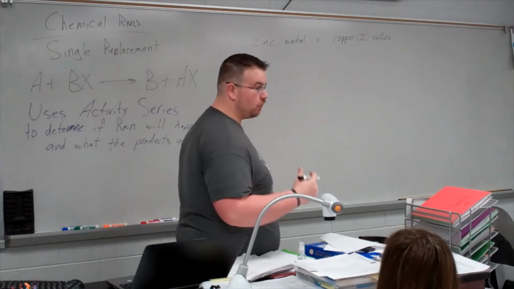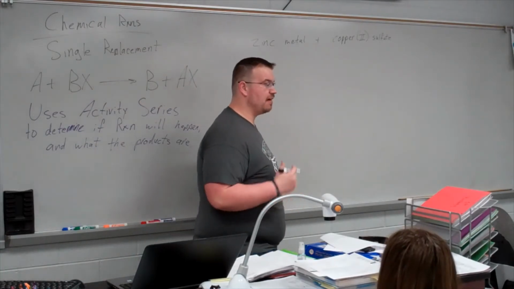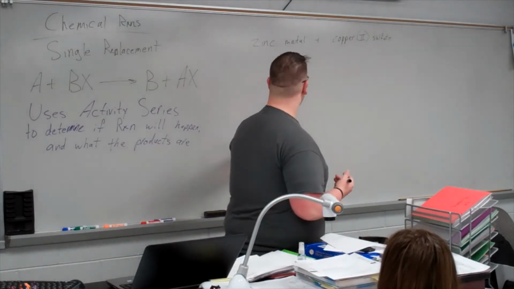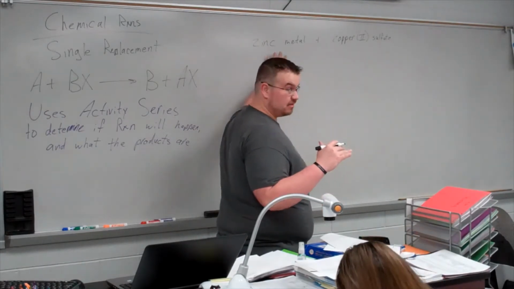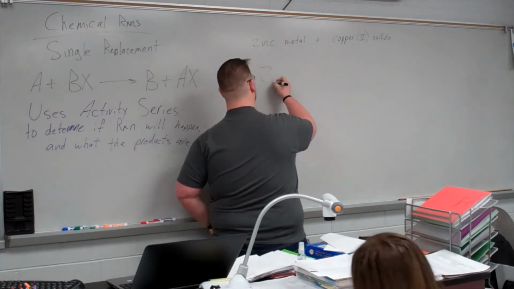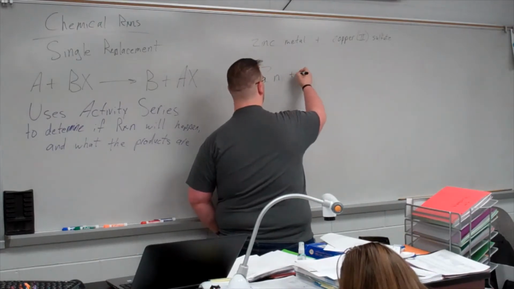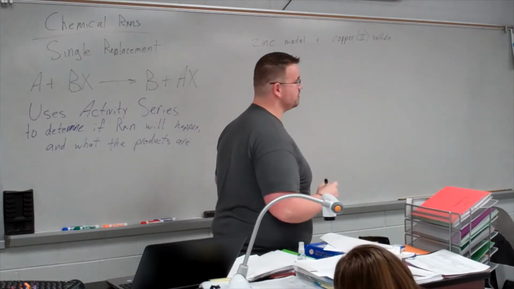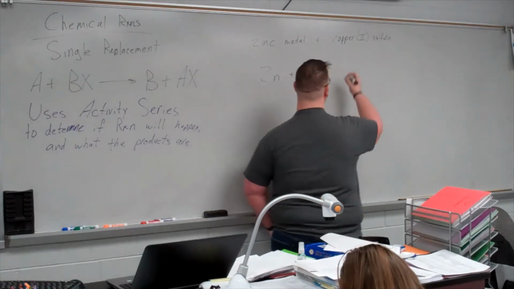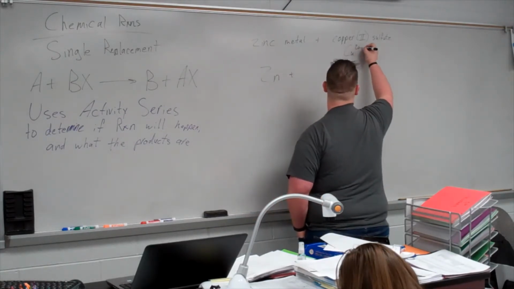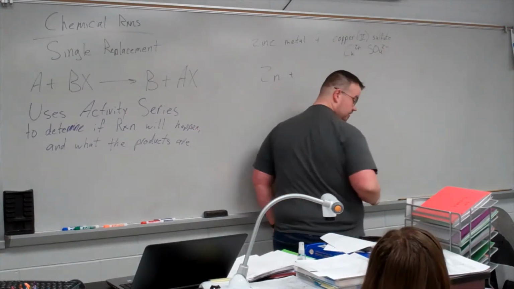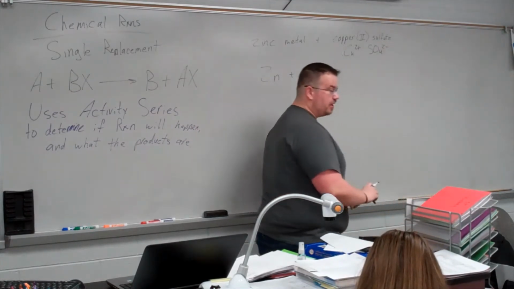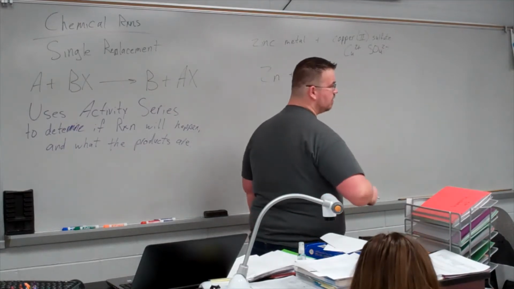And that's the way I can word it, because in this, you have to notice something. Okay, first you have zinc metal. It's just zinc. So Zn. Plus, then we've got to get copper 2 sulfate. So copper 2, Cu2 plus, sulfate, everybody knows it, SO4 2 negative. It's a 1-to-1 ratio.